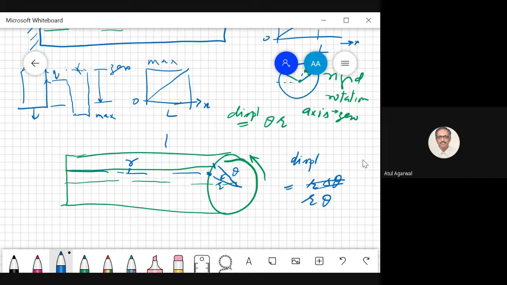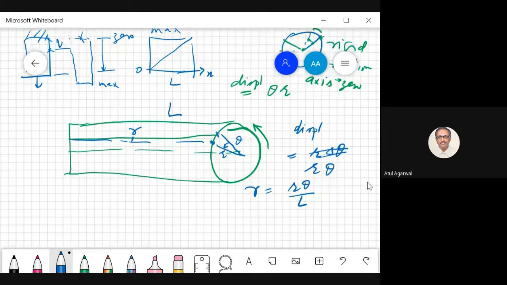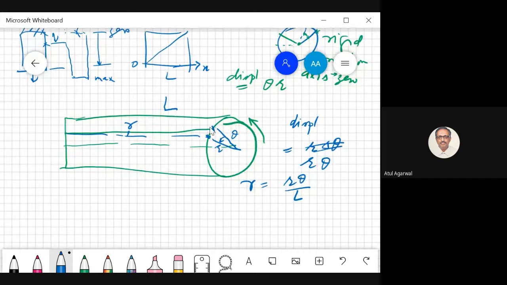The length of the rod is L. So what is this angle? R theta by L. Can you see this? This is some arc, this is some length L. So this change in angle, this small angle by which this line rotates, is r theta by L.